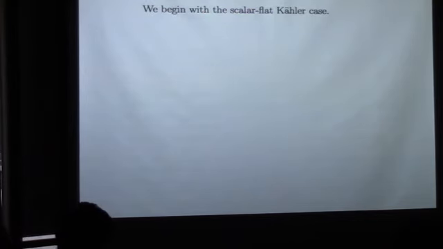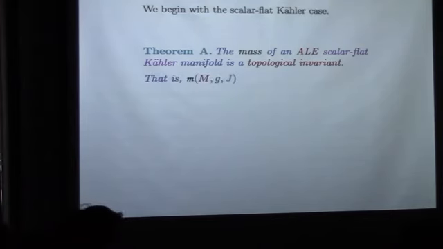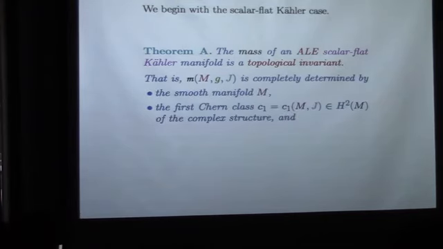All right. So in terms of our results, the first theorem is about scalar-flat Kähler metrics. And the statement is the mass of an ALE scalar-flat Kähler manifold is a topological invariant. That's to say, it's completely determined by the following data: the smooth manifold, the first Chern class of the complex structure, and the Kähler class. If you know that information, then you can determine the mass. In fact, there's actually an explicit formula, which I'll come to in a moment.